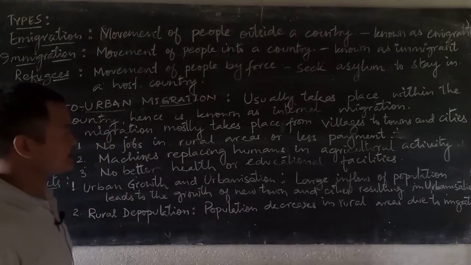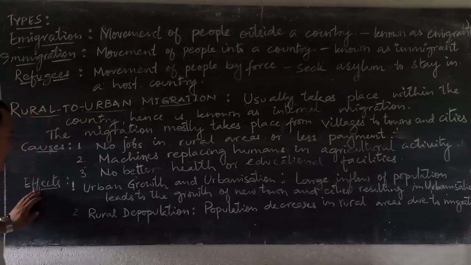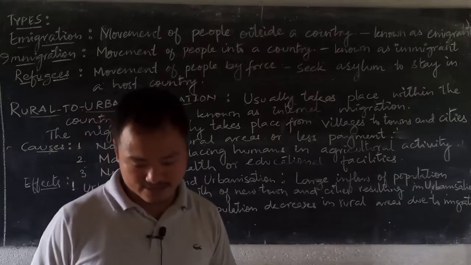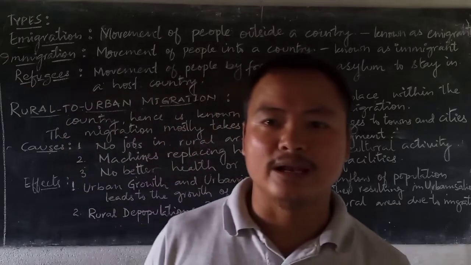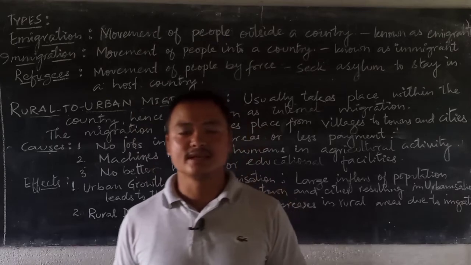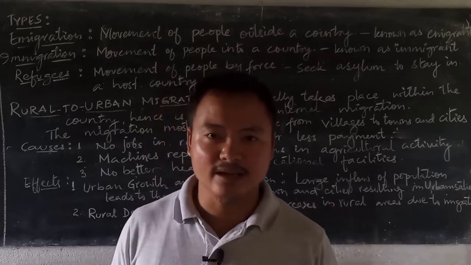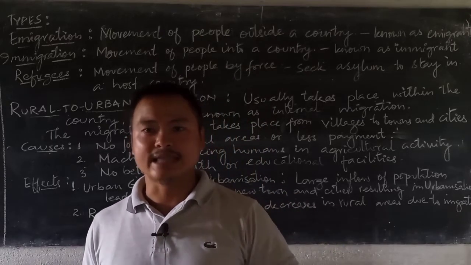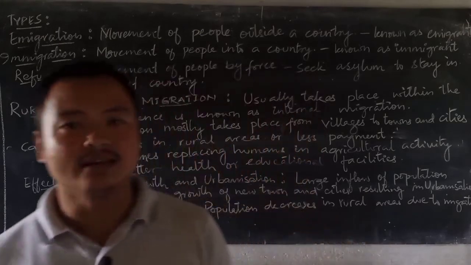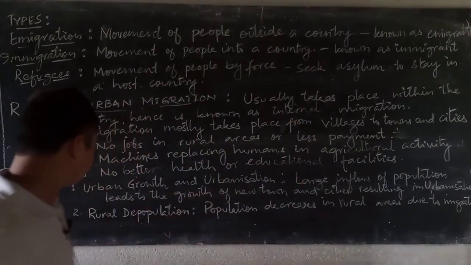So what happens when these people move to urban areas? The effect we see is mostly the growth of urban regions, and urbanization takes place. When a large number of people move to newer places, new cities and towns are formed. That ultimately leads to a higher inflow of population, resulting again in urbanization.